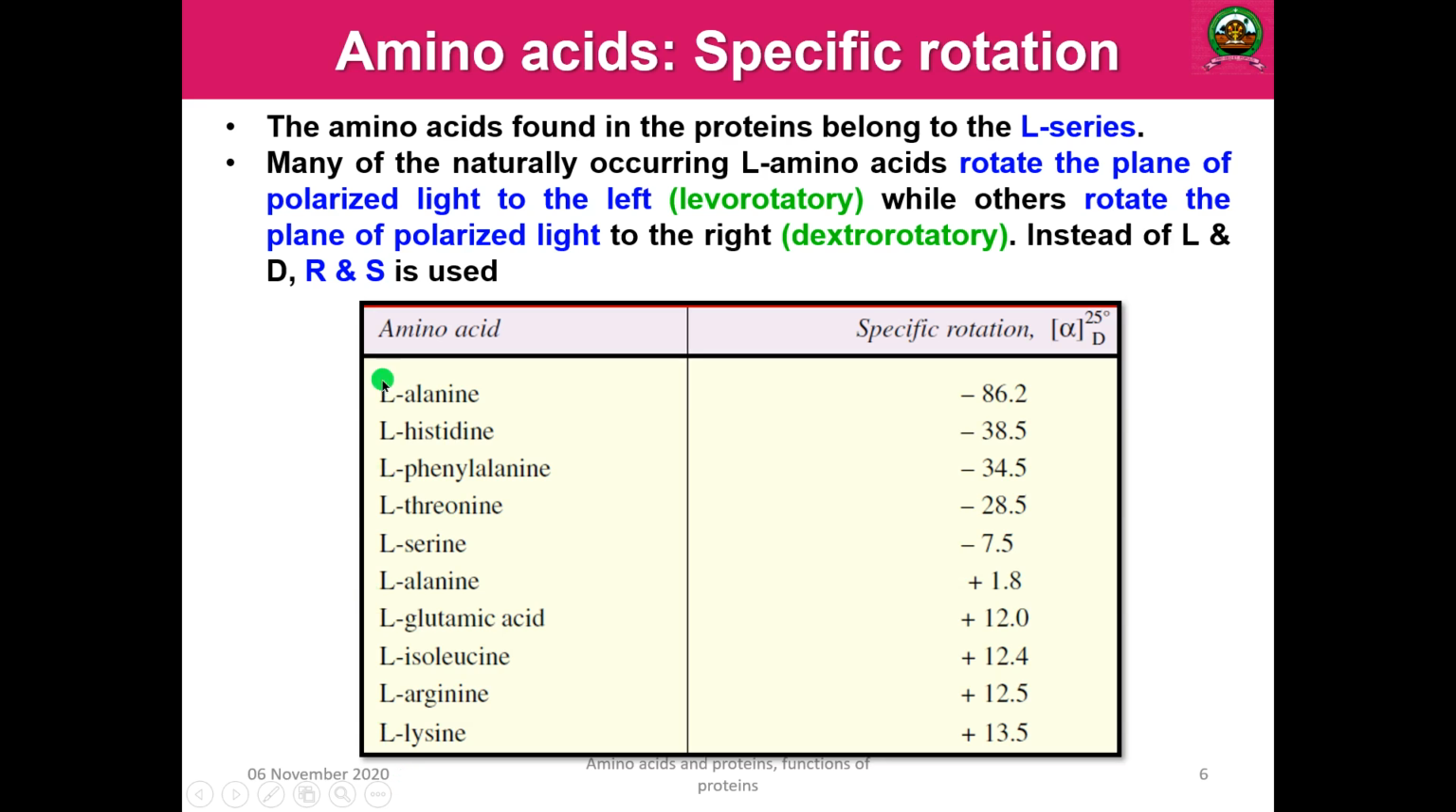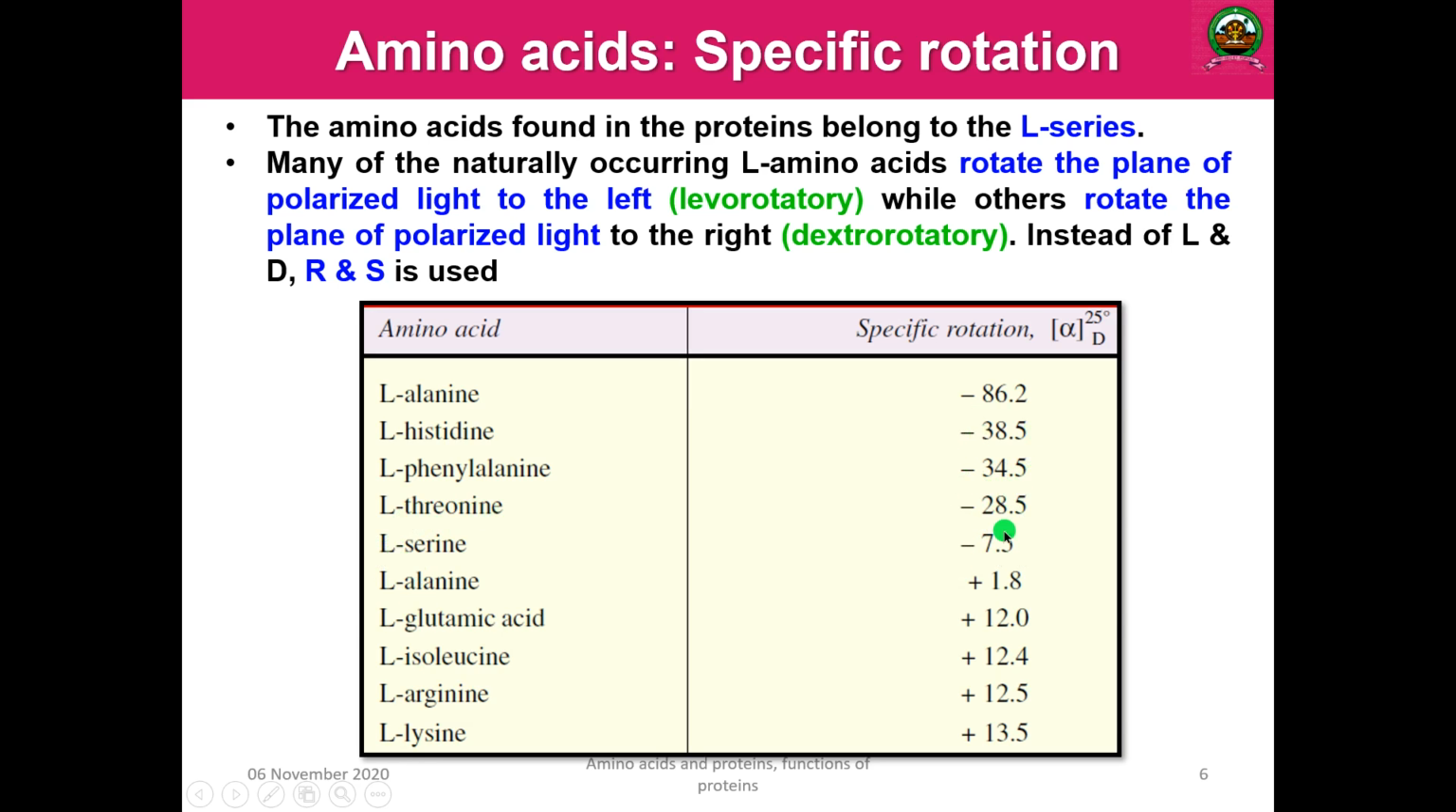Okay, all the forms are L variety. I told you that is the most powerful amino acid property, a specific rotatory power against plane polarized light. L-alanine has a specific rotation of minus 86.2. L-histidine has minus 38.5. L-phenylalanine has minus 34.5. Then L-threonine has a negative 28.5.